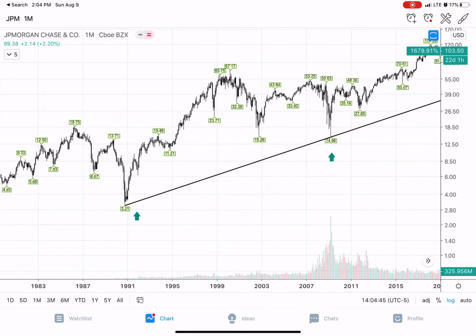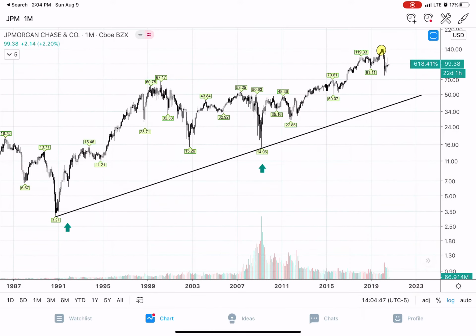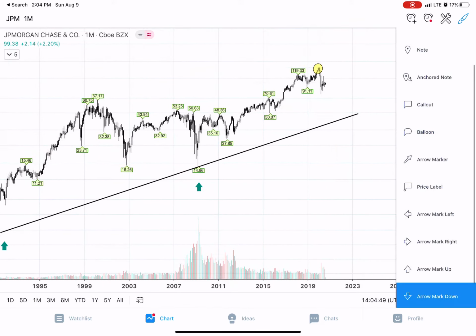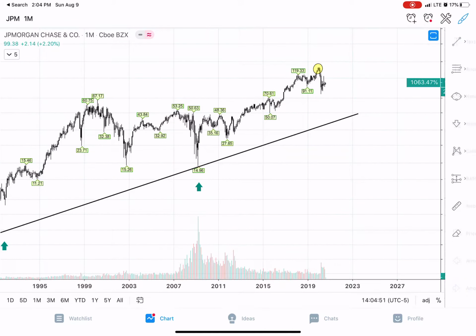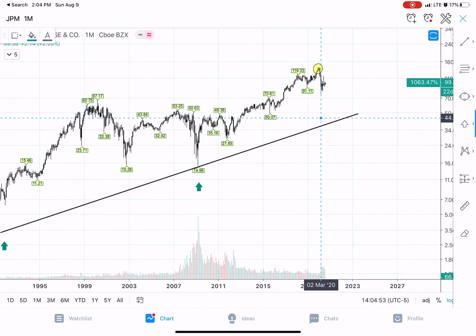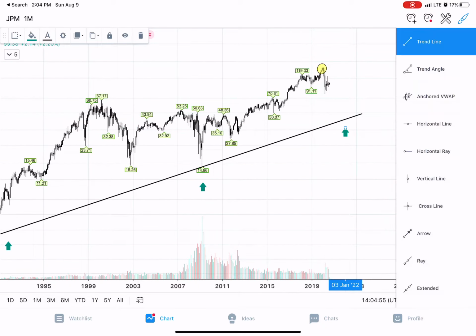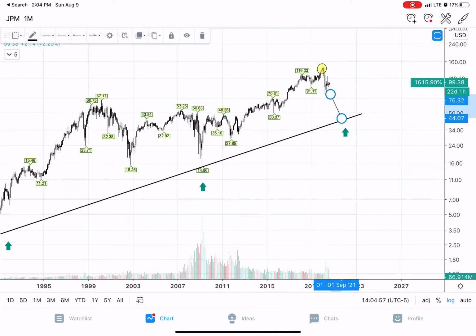We came back, tested it, formed a low here, and my assumption is at some point in the future, sooner rather than later, I would imagine, we are going to come back and test it, which would be a great buying opportunity.